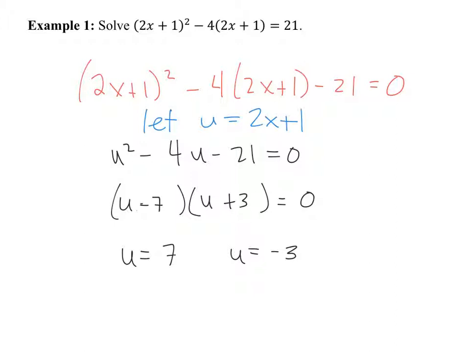So what happens is we have to, when solving this, set each equal to 0 and solve. So what we're going to do is take this 7 over here, and we're going to set it equal to our let statement.